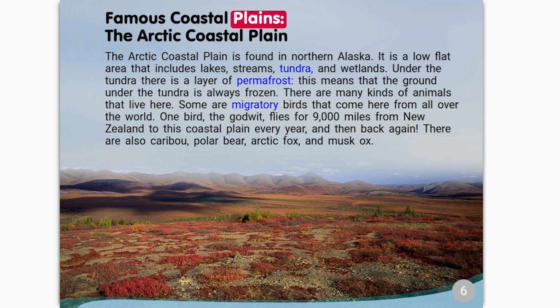Famous coastal plains, the Arctic coastal plain. The Arctic coastal plain is found in northern Alaska. It is a low, flat area that includes lakes, streams, tundra, and wetlands. Under the tundra, there is a layer of permafrost. This means that the ground under the tundra is always frozen.